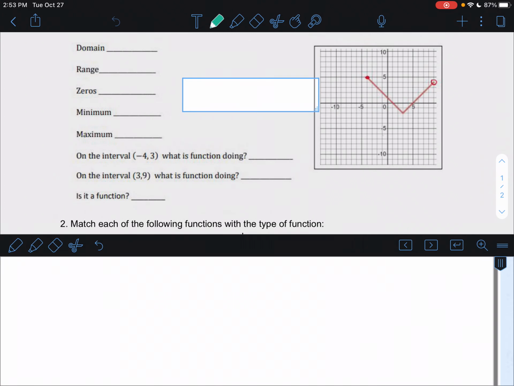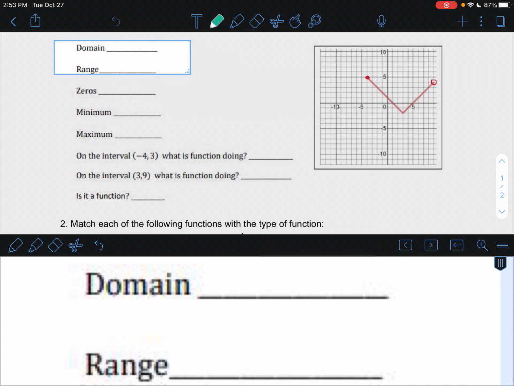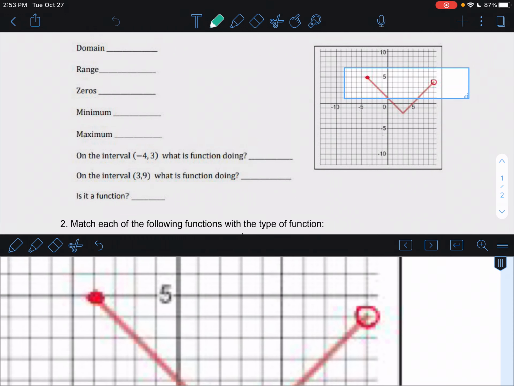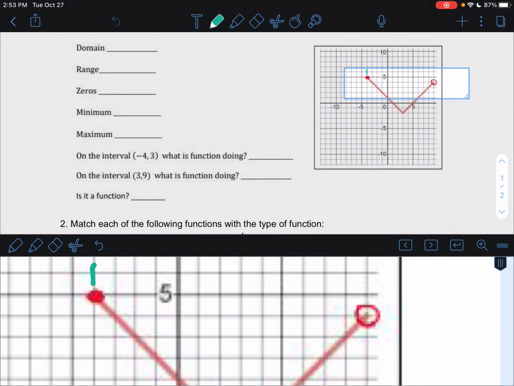I did say there was going to be domain and range, and there it is, the first part. So domain and range. Domain is the inputs, so the x values, so left and right. So the domain of this function goes from there to there. It doesn't go past that. Left and right is not going to go past those points.